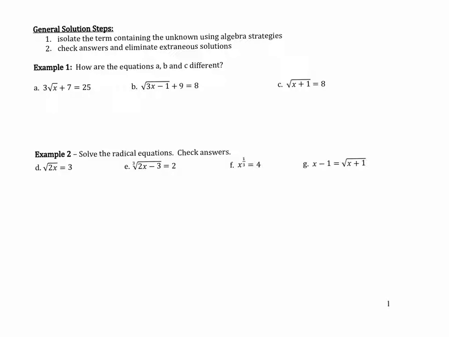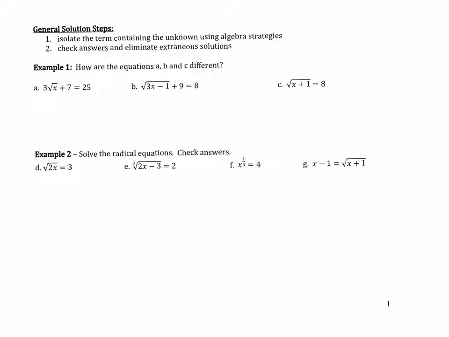So in general, the first step is to isolate the term containing the unknown using algebra strategies. And the second step is to check answers and eliminate any extraneous solutions. In example 1, all they want to know is how are the equations A, B, and C different? When solving radical equations, you want to isolate the radical expression on one side of the equal sign.